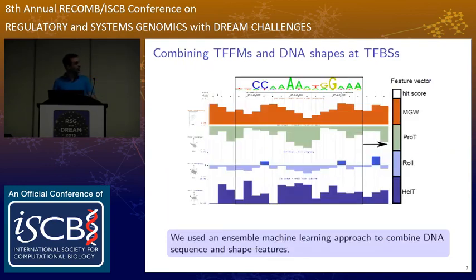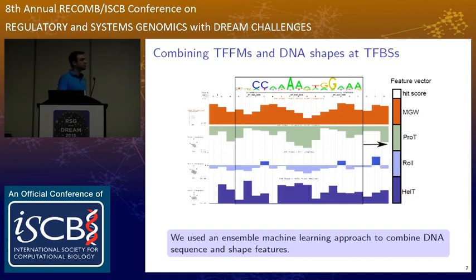So to do that, this is what we've done. So we used an ensemble machine learning approach, namely a gradient boosting based on decision trees, where you represent a potential transcription factor binding site as follows. So here is a potential TFBS.